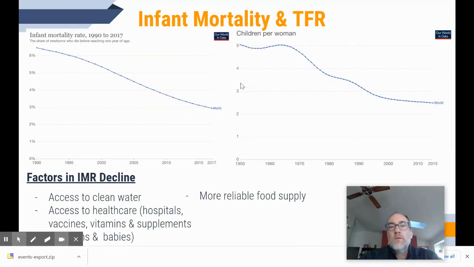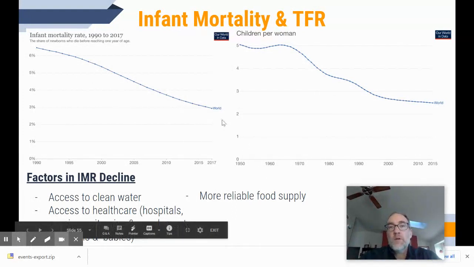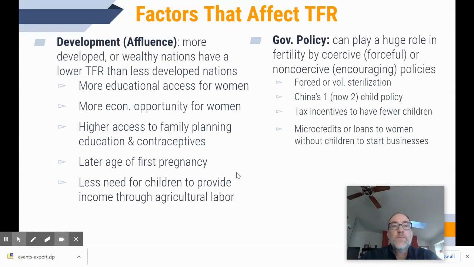Here's a graphical comparison, so infant mortality rate over time and children per woman, or total fertility rate over time. And you should see both are declining, which is really good news for the earth and for people's quality of life. And why this is happening is because we have more access to clean water, healthcare, vaccines, vitamins, supplements, more reliable food supply. We're going to be talking about that here shortly.